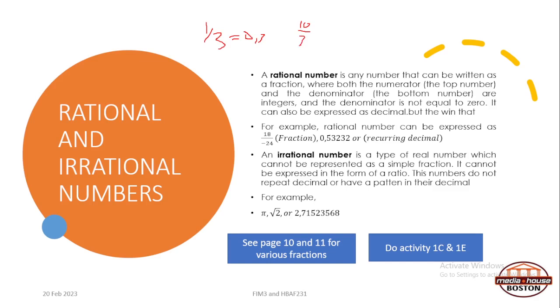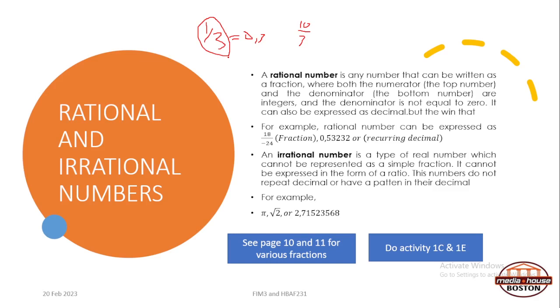The opposite of that is what we refer to as an irrational number, meaning that it is a type of real number which cannot be expressed as a single fraction, and it cannot be expressed in terms of a ratio. A ratio is, for example, 1/3. So it cannot be expressed as this is half of this, this is 1/3 of this, this is 3/4 of this. It cannot be expressed like that.